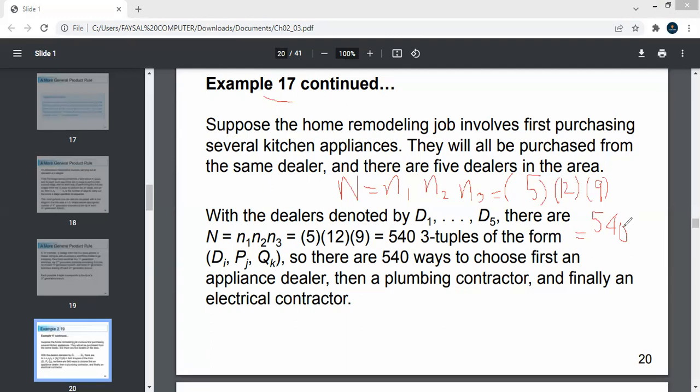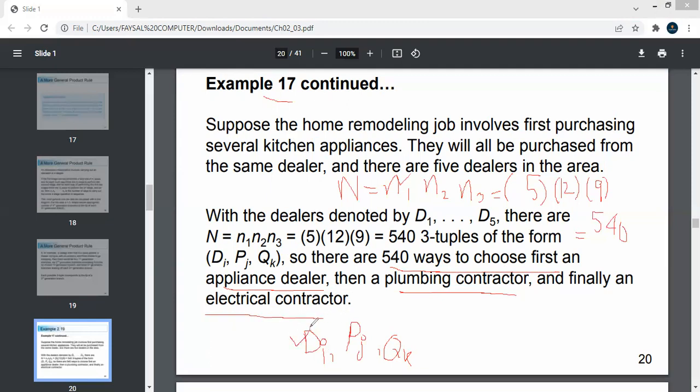di, where the value of n1 is denoted as di, then pj, and then qk. So there are 540 ways to choose first an appliance dealer, then a plumbing contractor, and finally an electrical contractor. So D is for what?